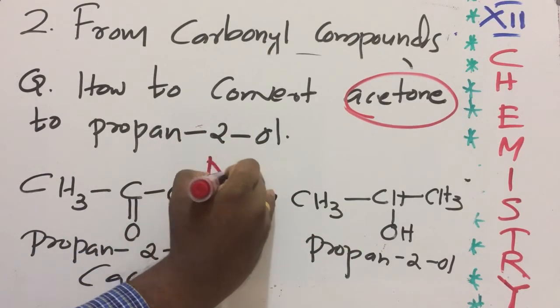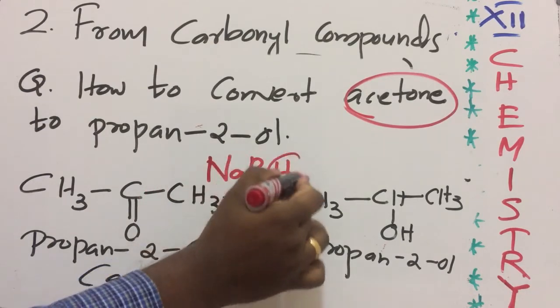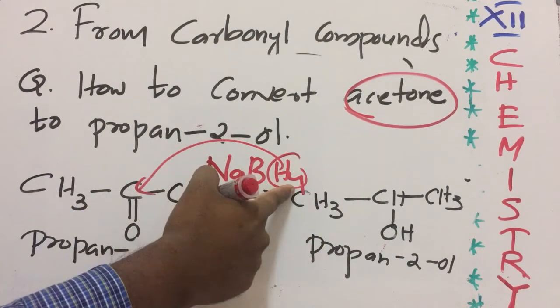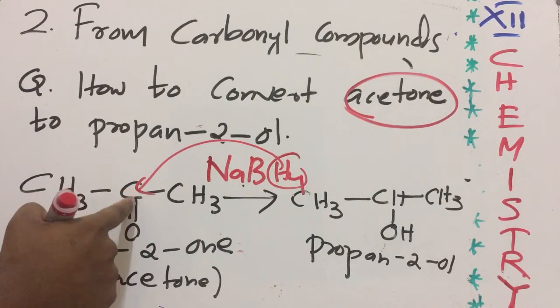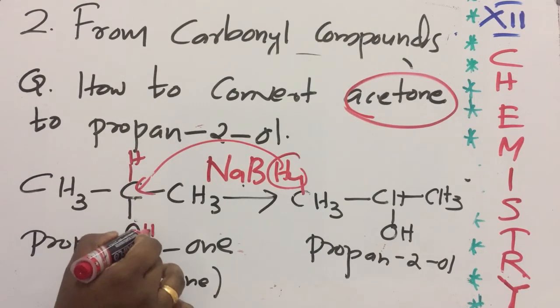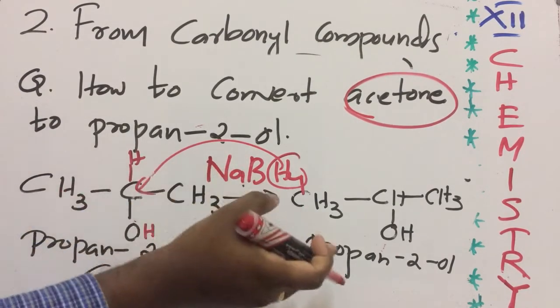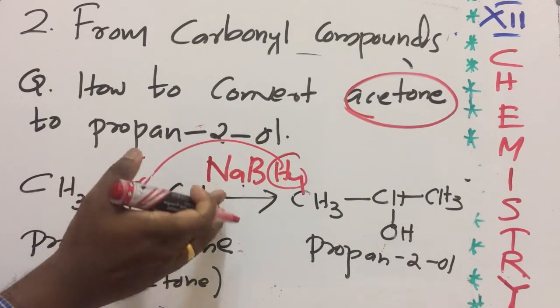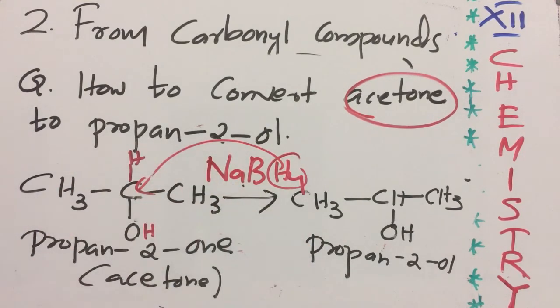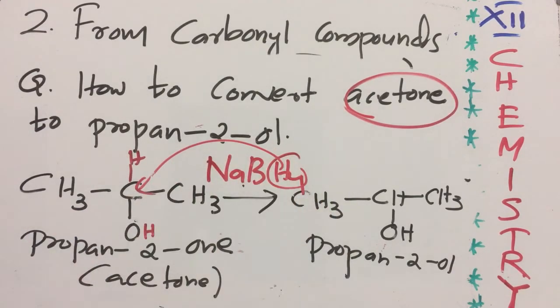What can we do? Add H2 in the presence of a metal catalyst or any reducing agent. For example, take NaBH4. In the presence of sodium borohydride, H2 will be provided to C double bond O, and one H will add here, the double bond will break and another H will add to oxygen. This is only a trick to get the product. It's a simple trick, and the actual mechanism is very lengthy and beyond the class 12 syllabus. So we need only tricks to get the product. Clear?